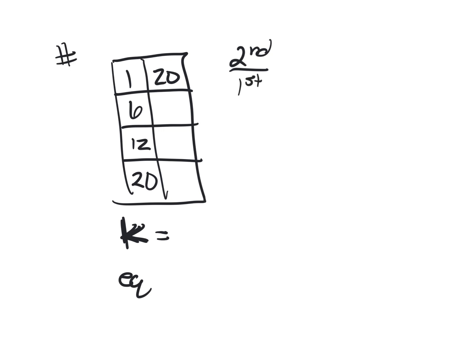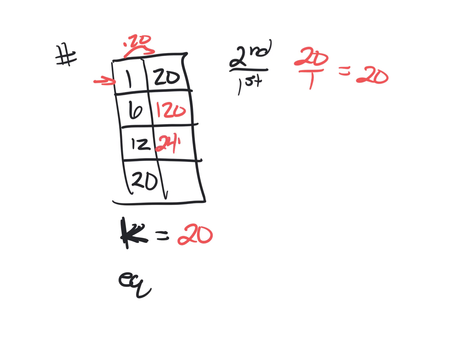So the only row that has both numbers in it is the first one. So 20 divided by 1 is 20. So my constant of proportionality is 20. So that's what I'm going to multiply all of these by. So 6 times 20 is 120. 12 times 20, 240. And 20 times 20 is 400.